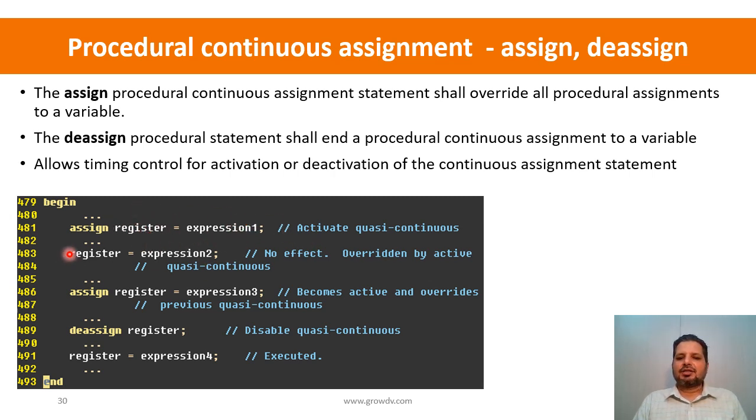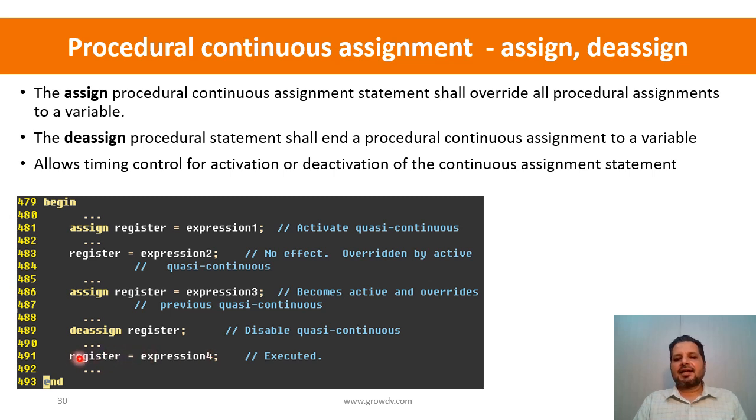So if I try to do this assignment, the storage type of an assignment, it will have no effect. But if I do another continuous assignment statement with a different expression, then this particular expression becomes active, and it overrides whatever previous assign I had made. Now if there is any change in the expression 3, then that will take effect on your left hand side, and then maybe you do some more logic processing, and then you say deassign this particular register, then the procedural continuous assignment statement gets deactivated.